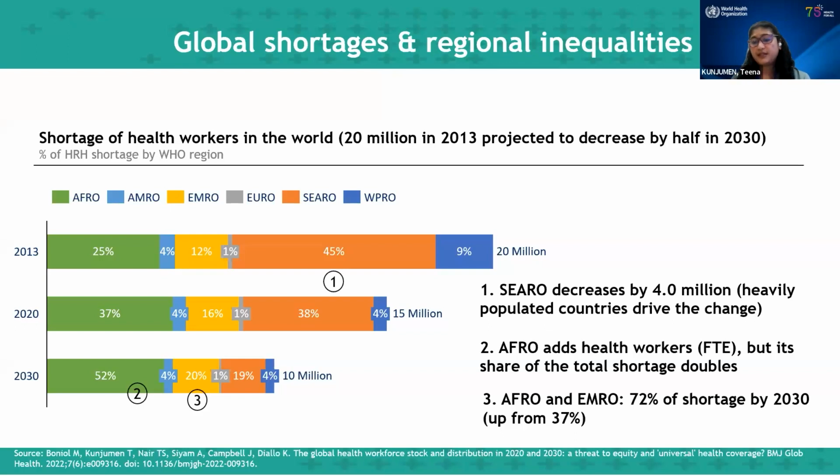That seems good, that the shortage has now gone down to 10 million, but then you look at what's happening at the region. That's global level stats, but what's happening in the region? You see that SEARO, which had a 45% shortage in 2013 estimated, significantly goes down by 2030. And here, so apologies, those are WHO acronyms there. SEARO is the Southeast Asian region for WHO.